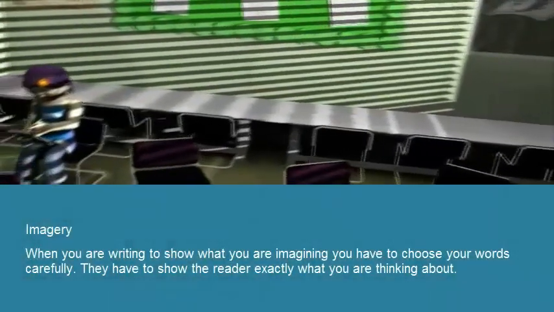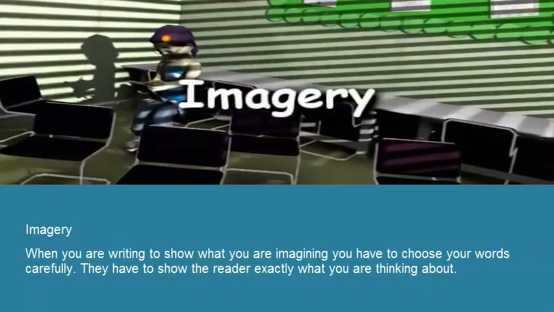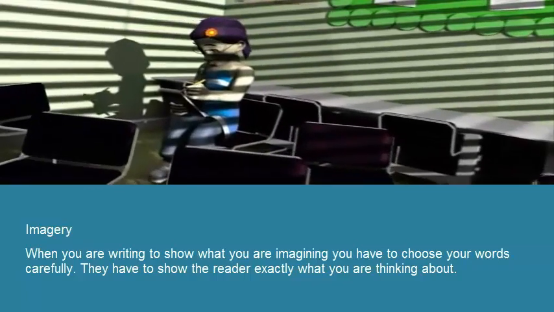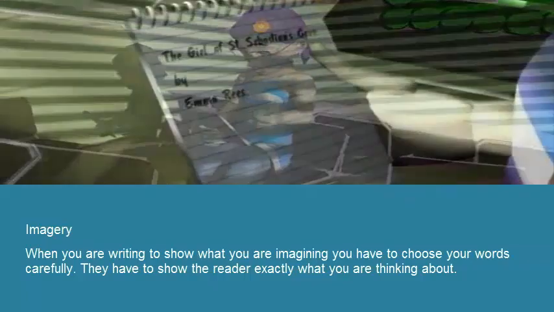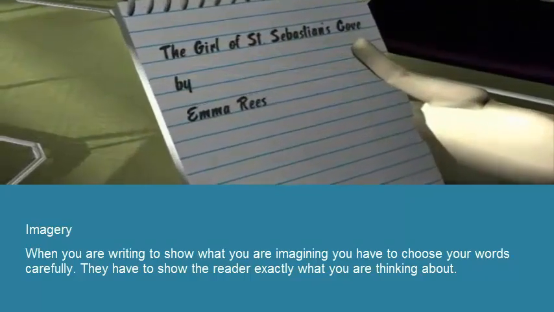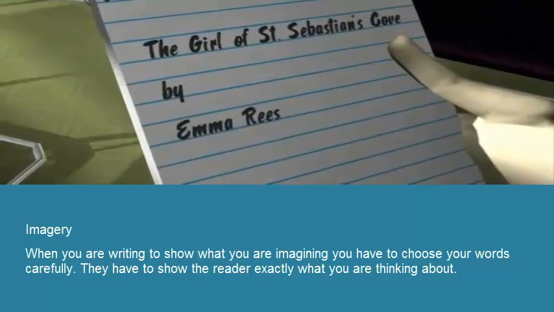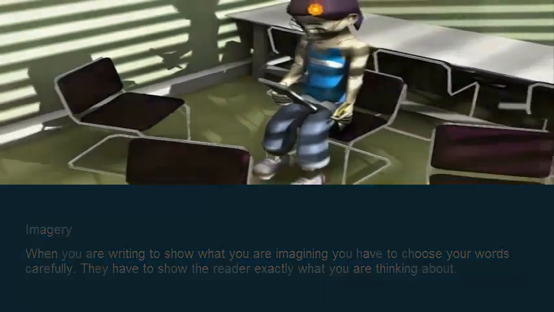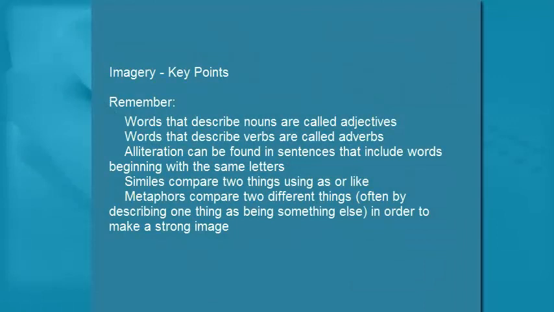Developing writing skills. Imagery. When you are writing to show what you are imagining, you have to choose your words carefully. They have to show the reader exactly what you are thinking about. Imagery. Key points. Remember, words that describe nouns are called adjectives. Words that describe verbs are called adverbs.